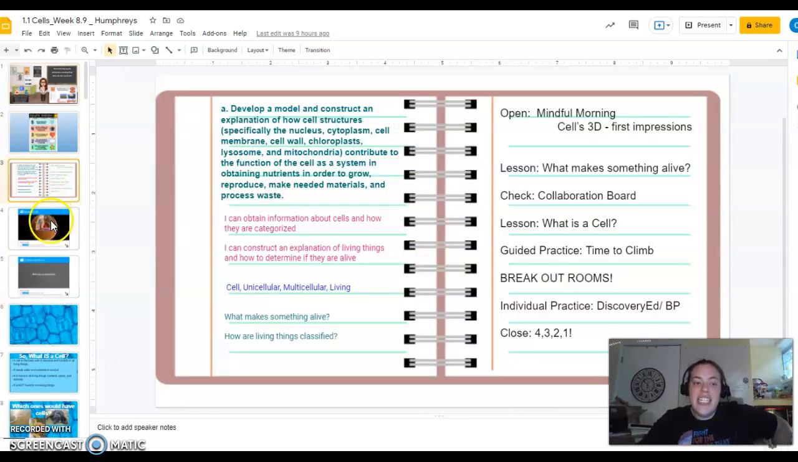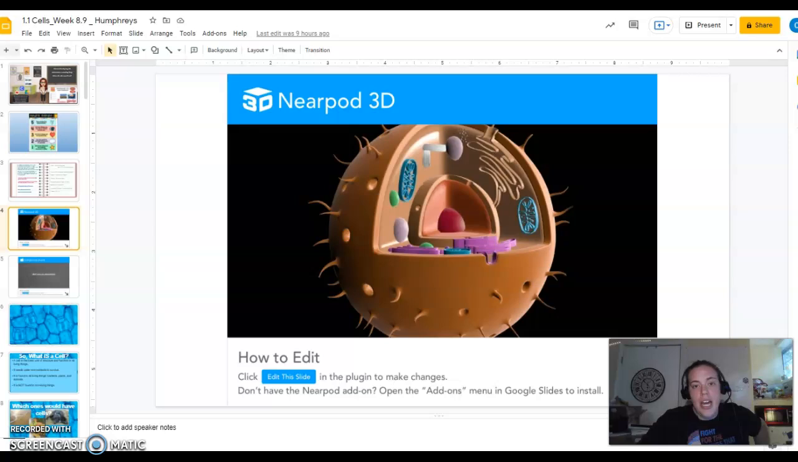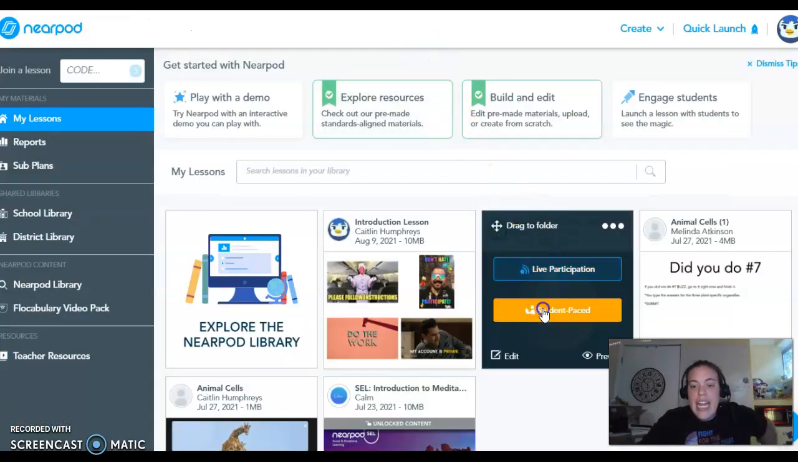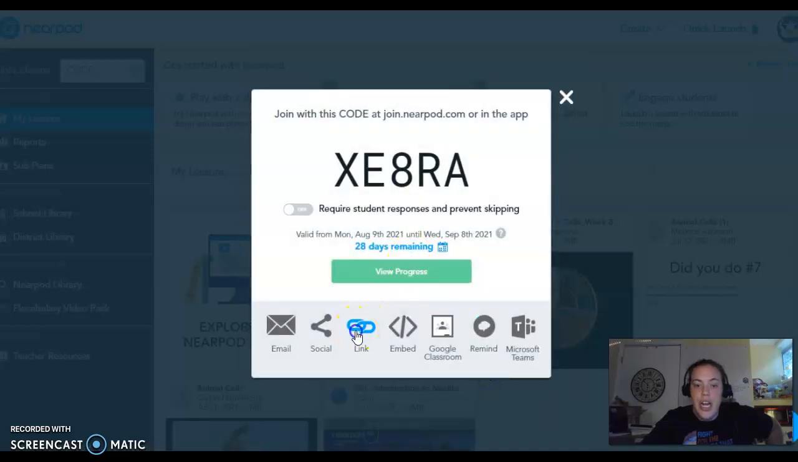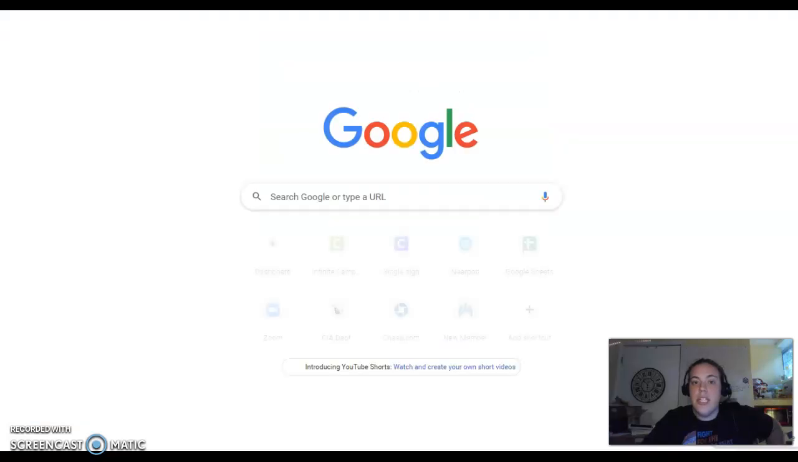Here is our agenda for the day, and we did do a Nearpod. So I'm going to hop over to our Nearpod, and we are in a student-paced session. If you want to join this Nearpod, it is part of our participation grade. Here is your student code: you're just going to go to Nearpod, X as in X-ray, E as in Edward, 8 as in 1 less than 9, R as in rabbit, and A as in apple. You can go to Nearpod and join that session. I am going to share and go to this link so I can join as a student session.